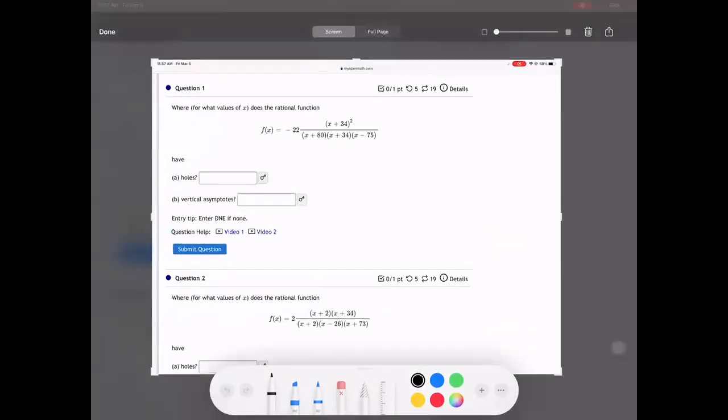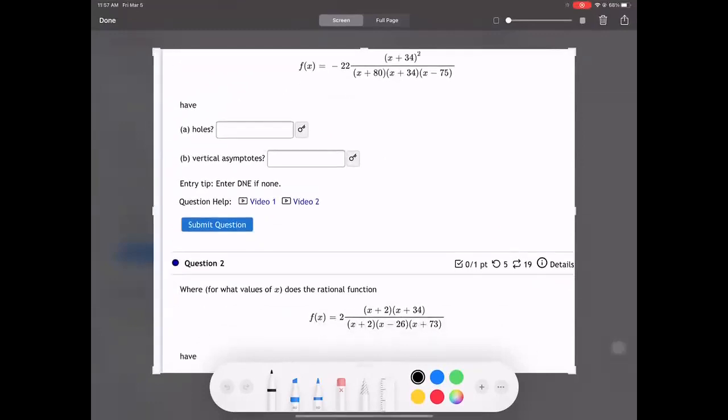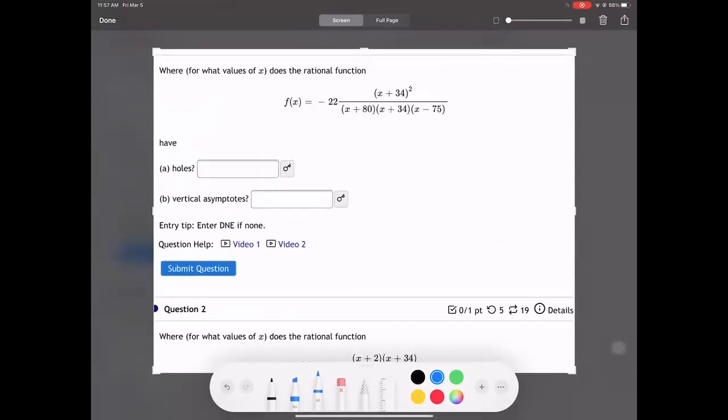Let me go ahead and try this. So you see x plus 34, and x plus 34. We divide out these problems. Perfect, great. So will this be a hole? Yeah, that's a hole for us right now. If we rewrite the problem, we have x plus 34 over x plus 80 and x minus 75.